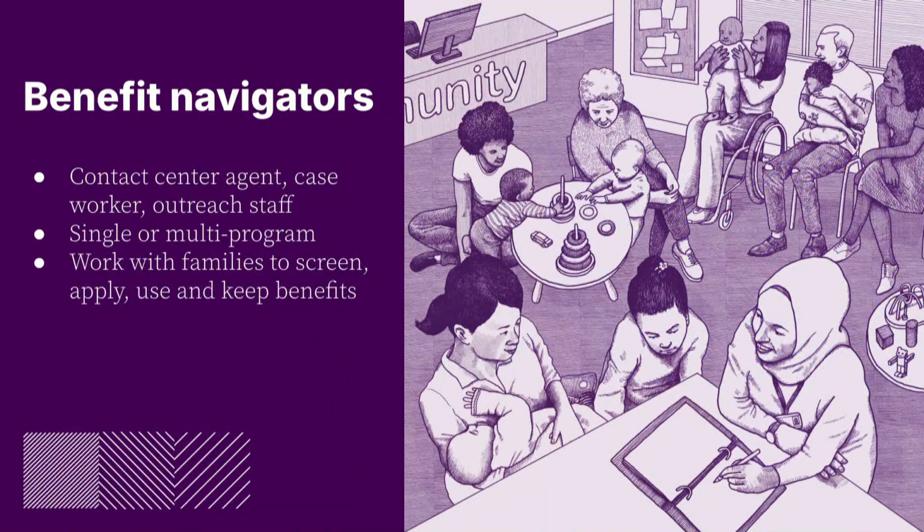Okay, so to move on, we are designing this assistive chatbot tool for benefit navigators, and some people have mentioned that term already, but for our project, this person could take on a number of different roles. They might be called a contact center agent, a caseworker, outreach staff. They might work on a single program like SNAP outreach over the phone, or they might work in, say, Los Angeles County and help clients navigate all of the programs in that geographic area.